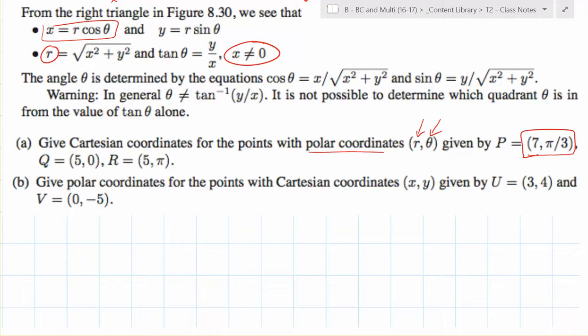What are their Cartesian coordinates? So what does this 7 tell us? That the point is how far away? 7. And then what's the angle measure? How many degrees is pi over 3? 60 degrees. So what does that look like?